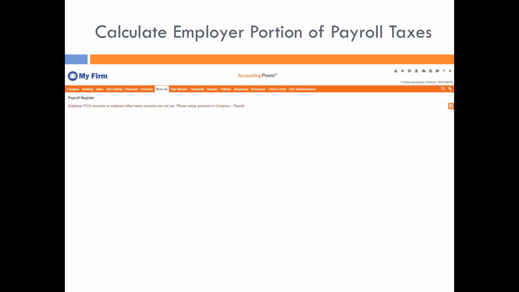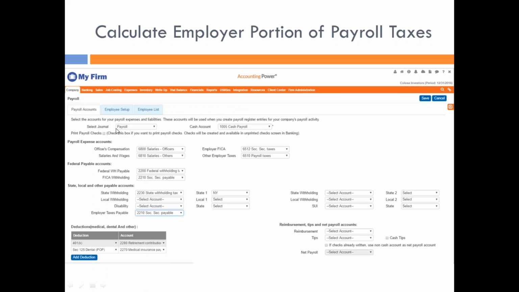Okay, another enhancement, something that people have been asking for quite a while, is when you're using the payroll register, we will now calculate the employer portion of the payroll taxes. So anybody who's using the payroll register, the first time you go in there, you're going to see this message. Employer FICA accounts or employer other taxes accounts are not set. Please set these up in accounts company payroll. So what you do is you go to company payroll, this screen, and you enter the appropriate accounts for those three fields. And here they are.